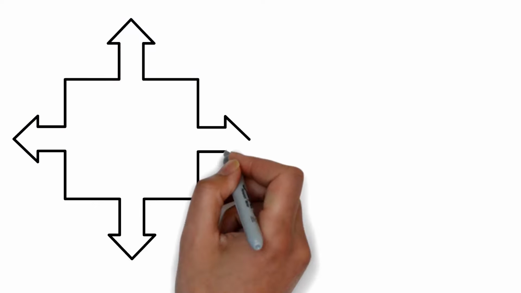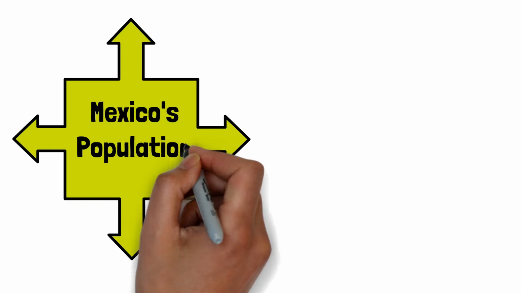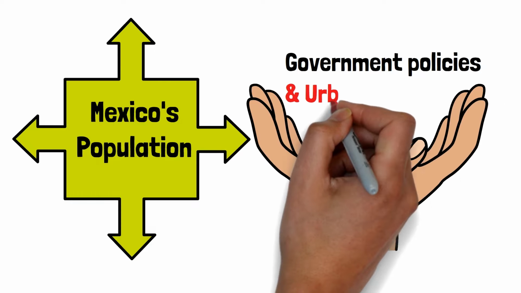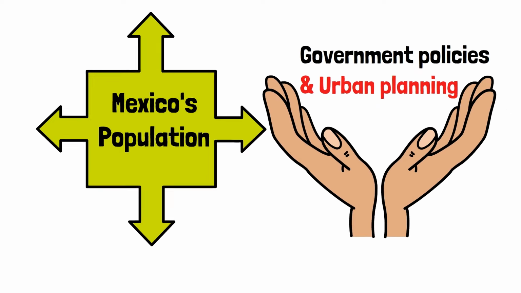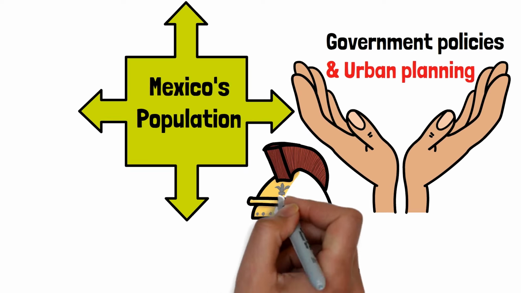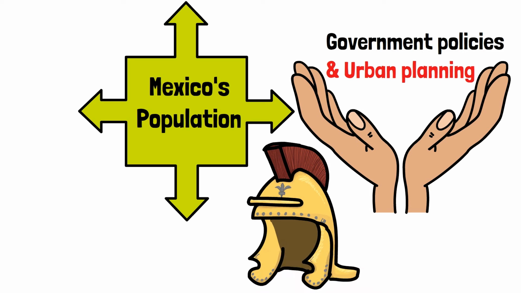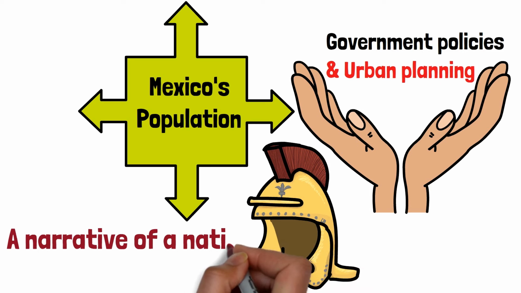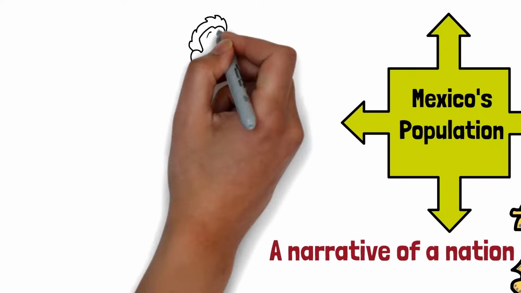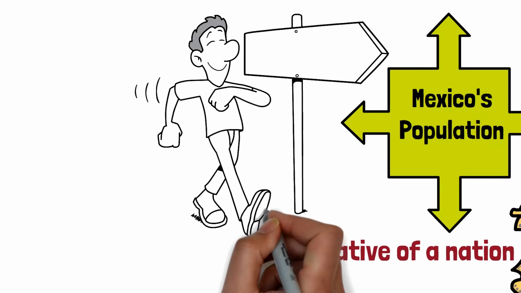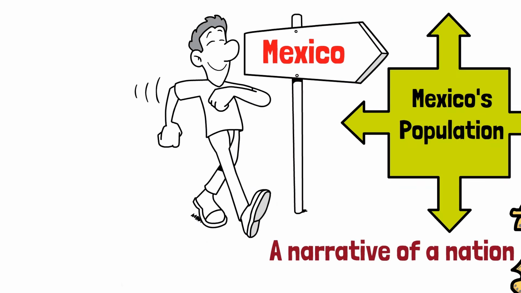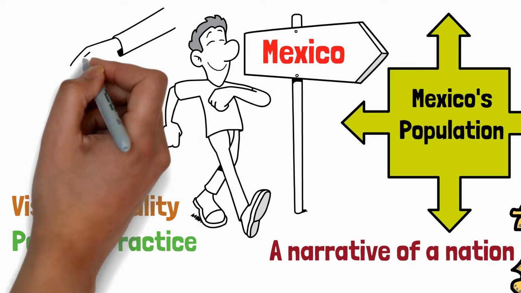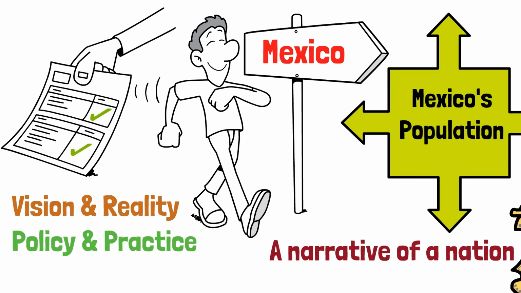In the grand mosaic of Mexico's population distribution, the hand of government policies and urban planning paints strokes of influence that endure through time. From the ambitions of empires to the aspirations of modernity, each stroke weaves a narrative of a nation in perpetual motion. As we navigate this dynamic landscape, we witness the convergence of vision and reality, policy and practice. It is a testament to a nation's enduring spirit and its architect's foresight.